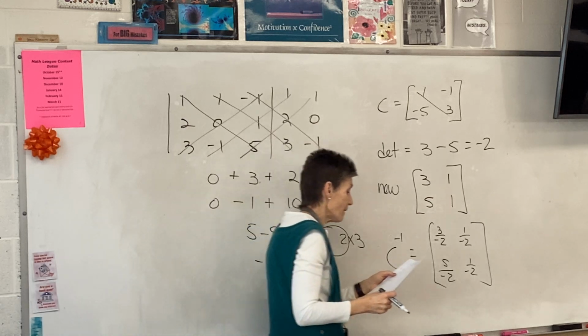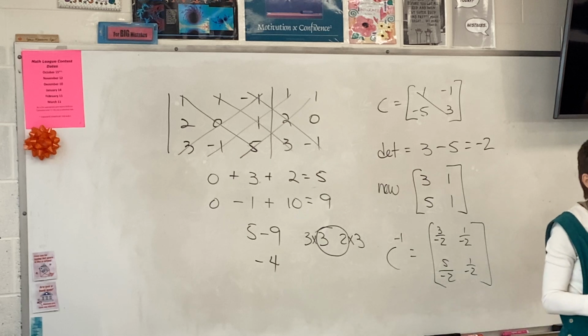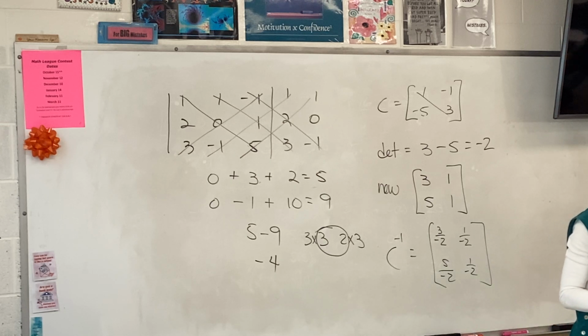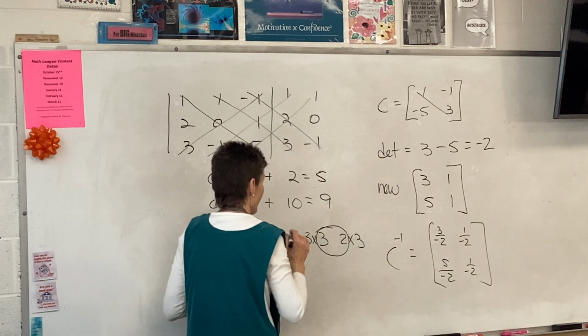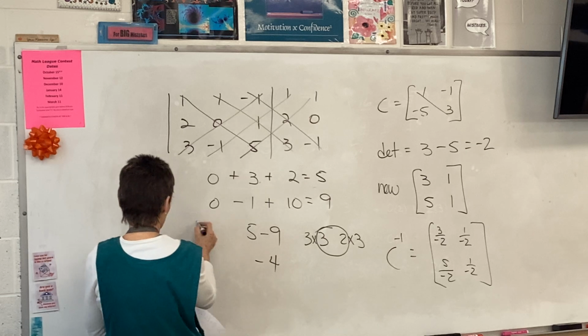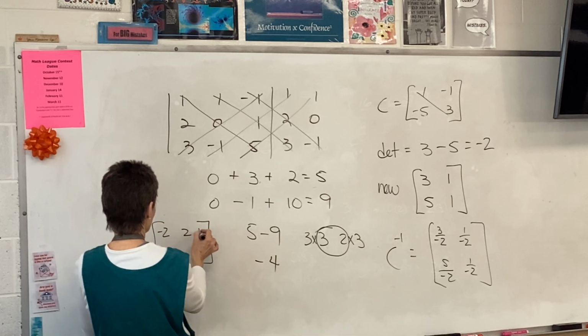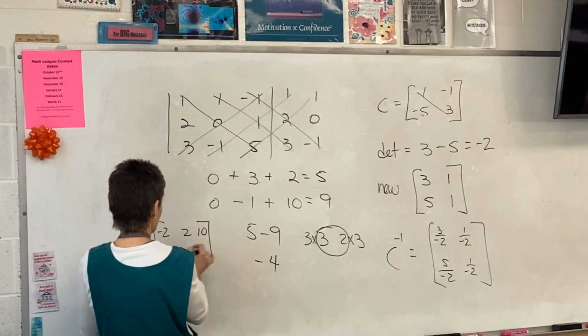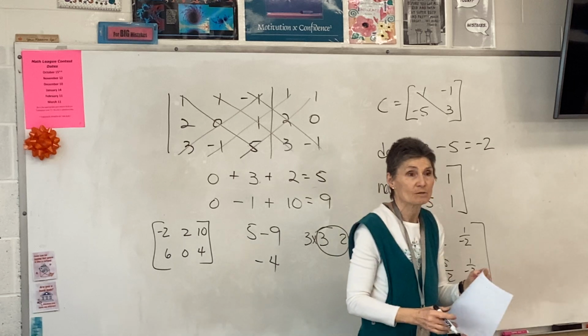All right. What about I? What does this mean? 2A. Exactly. So it's a really easy problem. We don't need to be frightened by it at all. We're going to take 2 times A, so negative 2, 2, 10, and 6, 0, 4. That's all there is to it. That is super simple.